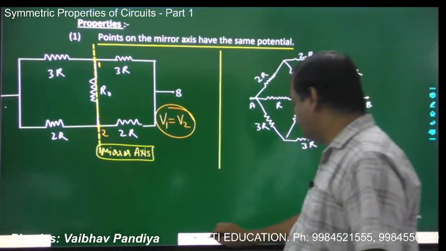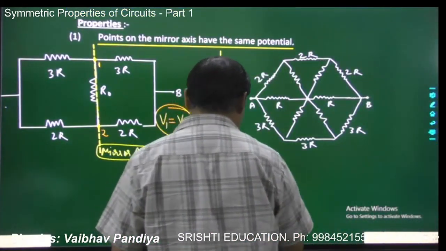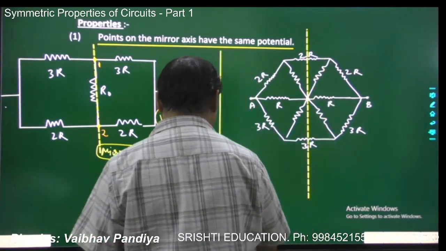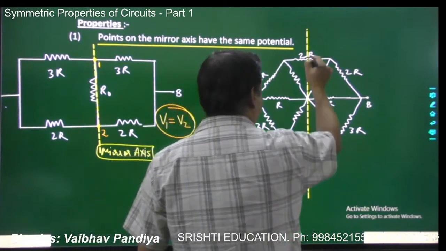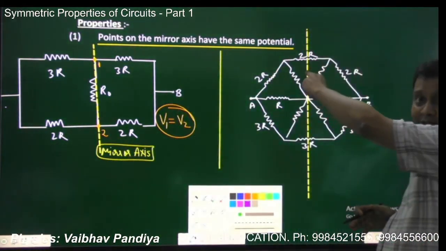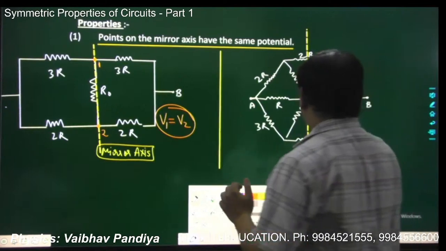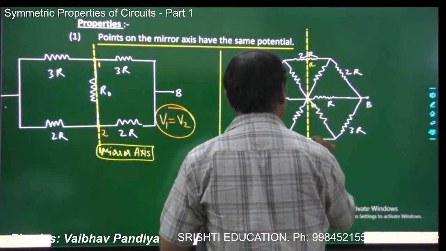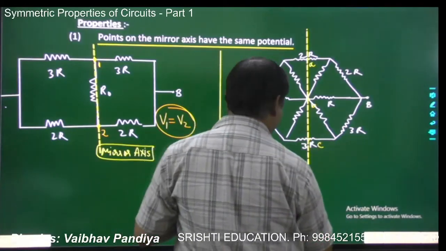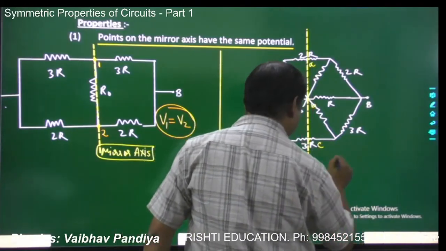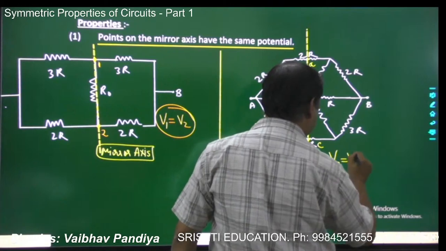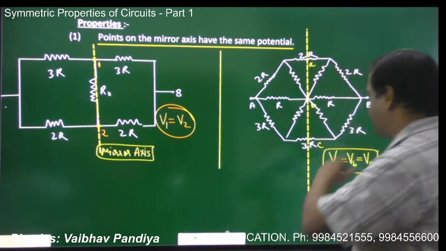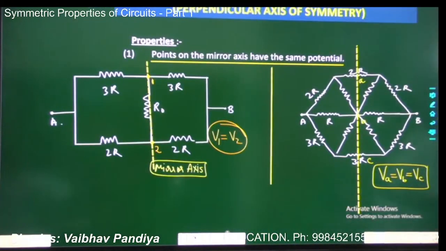So in this case, already we have seen in illustration 2, if you make a mirror axis, it will be something like this. And of course this is cutting the middle point of the resistor 2R. So if this point is A, this point is B, and this point is C, surely you can say all the 3 points are lying on the mirror axis of symmetry, so VA will be equal to VB, will be equal to VC. That is the first property.